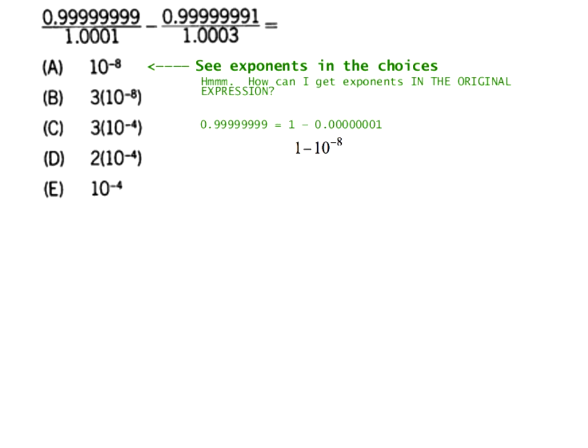Then 0.9999991 is going to be the same thing except there's a 9 there at the end. So that is going to be 1 minus 9 times 10 to the minus 8. You'll see this pop up on your screen momentarily. That's a screen cap. These things are important.